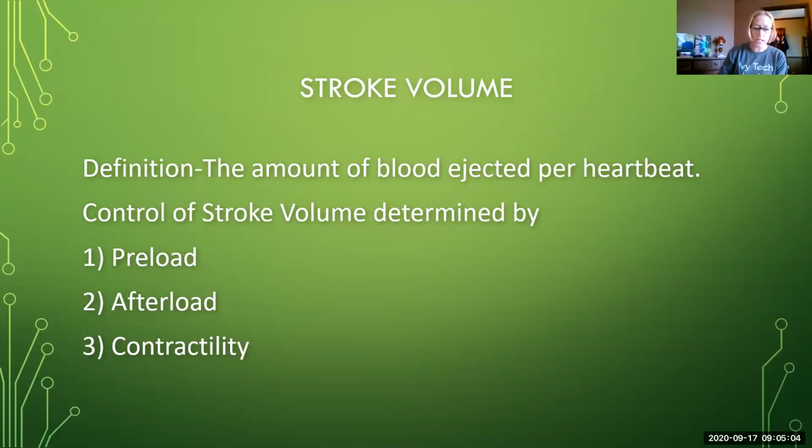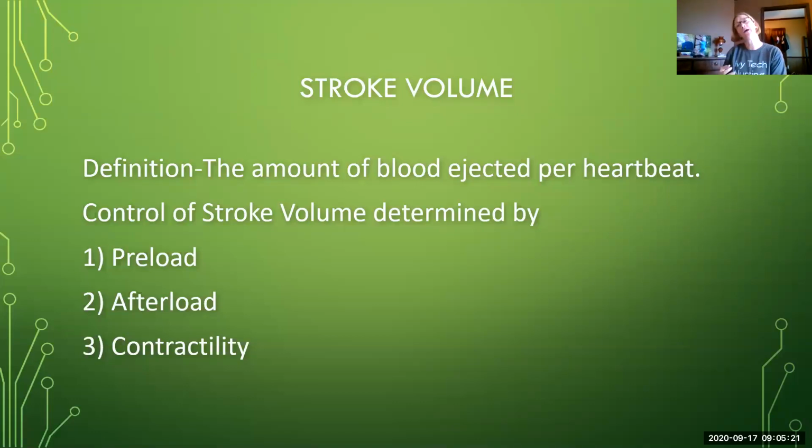Our EF is calculated from our stroke volume. It's a calculation with our stroke volume and how much blood the ventricles hold during diastole. So our stroke volume plays a big part in determining what our ejection fraction is.